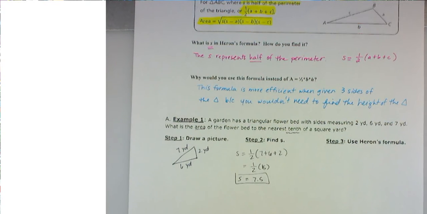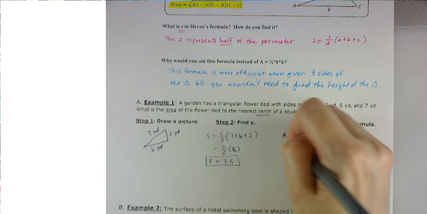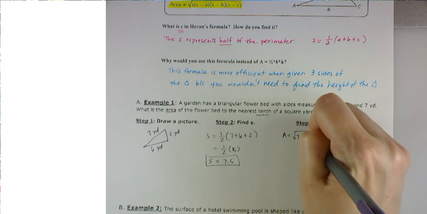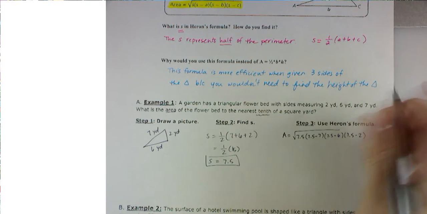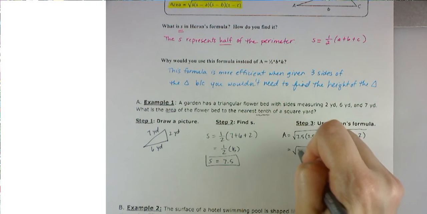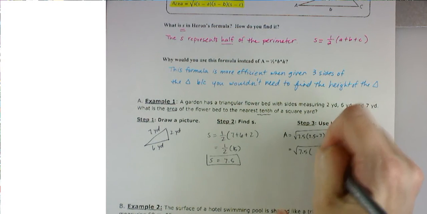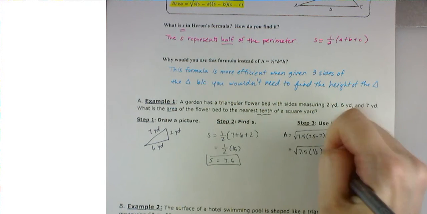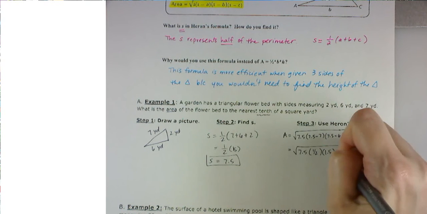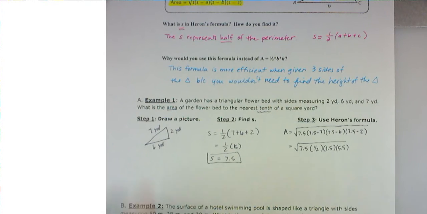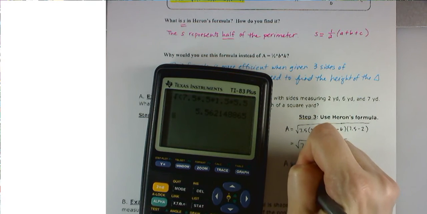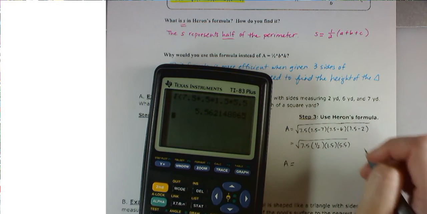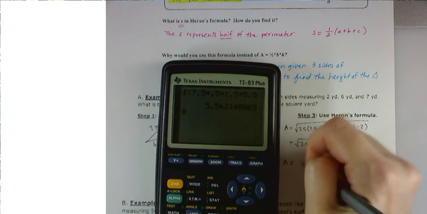And now we can use Heron's formula. Okay, so the area is going to equal the square root of 7.5 multiplied by (7.5 minus 7), (7.5 minus 6), and (7.5 minus 2). And you can put all of that in your calculator. I like to make the inside as simple as possible. So 7.5 minus 7 is just 0.5. 7.5 minus 6 is 1.5. And 7.5 minus 2 is 5.5. And then you can do your square root. So your square root of 7.5 times 0.5 times 1.5 times 5.5. Okay, so then the area of that flower bed is approximately, it says to round to the nearest 1/10, so this is going to be 5.6 yards squared.